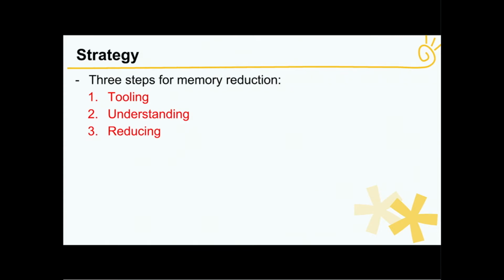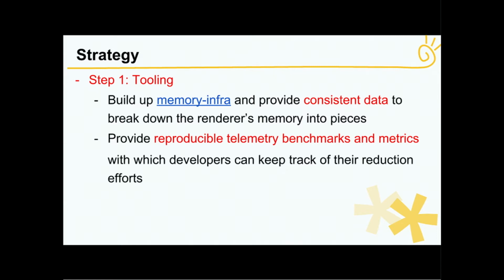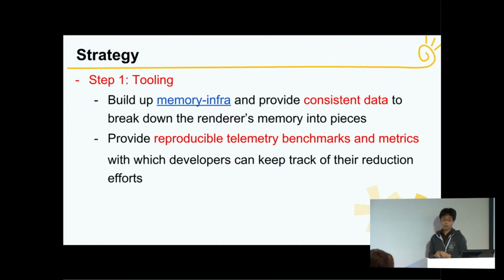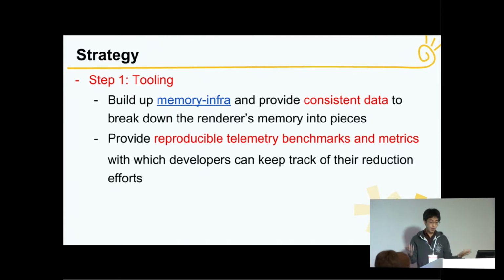So basically, this is the strategy for the memory reduction we are doing: tooling, understanding, and reducing. The step one is tooling. We are building up memory infra and providing consistent data to break down the renderer's memory into pieces. And we are also working on providing reproducible telemetry benchmarks and metrics with which developers can keep track of their reduction efforts.